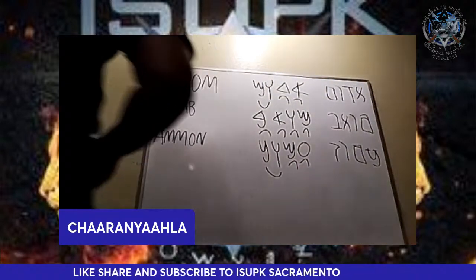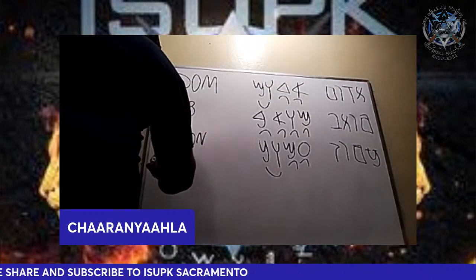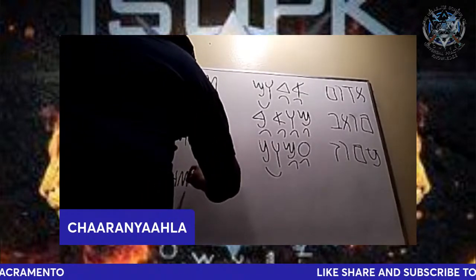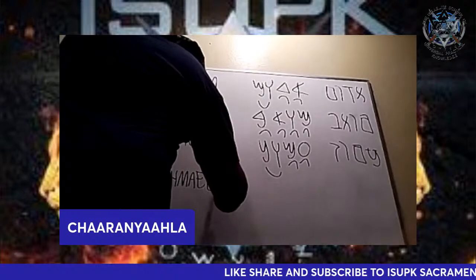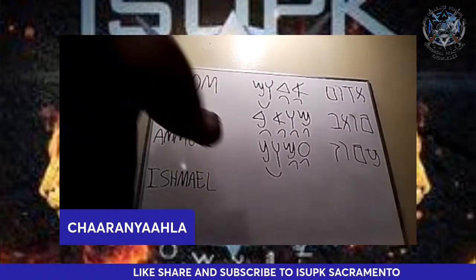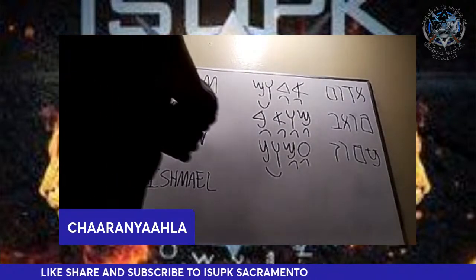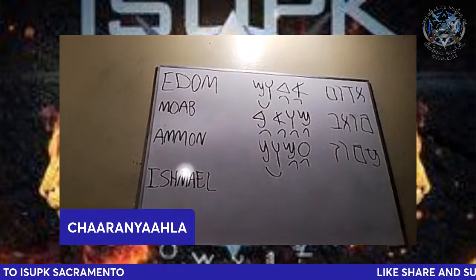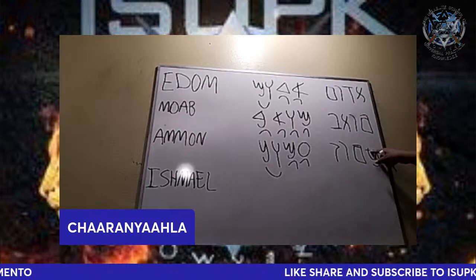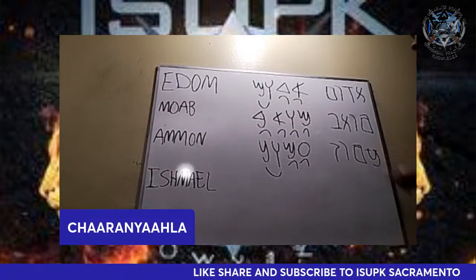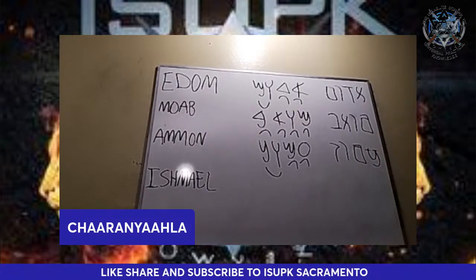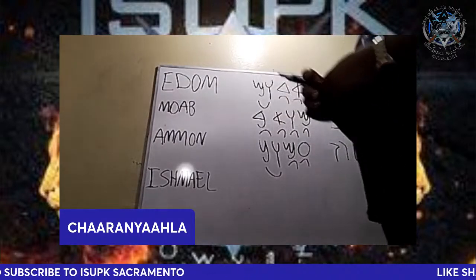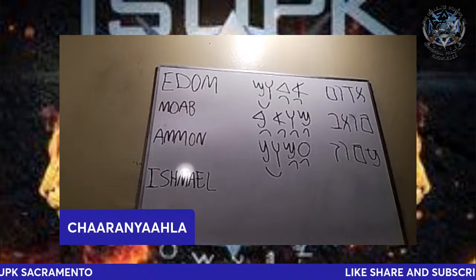Next we have Ishmael, that wild man. Ishmael, Abraham's son with the handmaid of Sarah, Hagar, who was an Egyptian. The forefather of the people that the Lord said his covenant is not with. These are your so-called Arabs today, so-called Arabic people today.